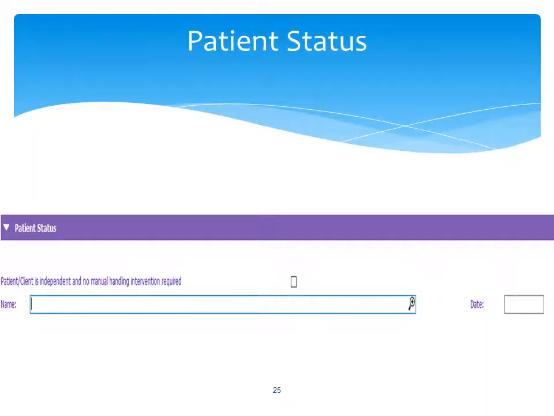Under patient status, click the spyglass on Name and search for your own name and insert the date. If no changes are required to the existing manual handling risk assessment, under patient status, change name to your own name and change date to the date reviewed and click Save. This will record that you have reviewed the document at the bottom of the manual handling risk assessment under Update Record.